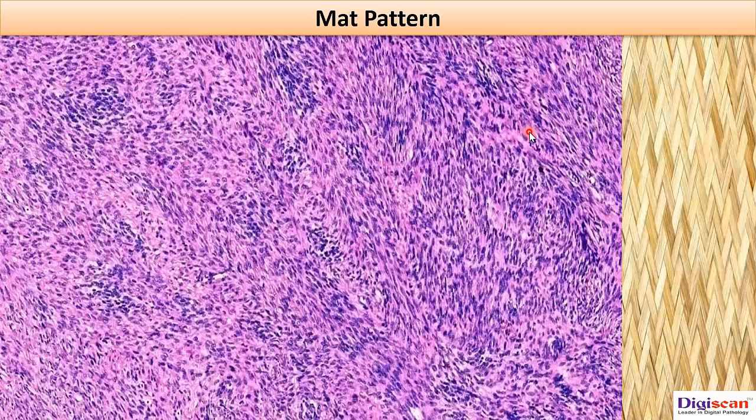Then we have the mat pattern or the herringbone pattern, where the cells appear as if they are meeting in the center. They are in the fascicles, but they appear to meet each other in the center like a mat. So this pattern is a herringbone pattern, and this is seen in fibrosarcomas.